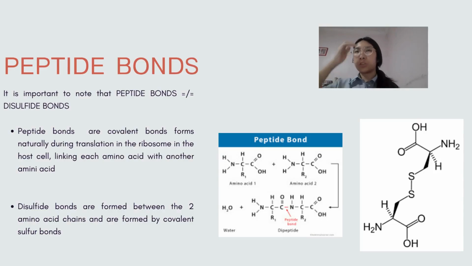Lastly, I have to mention that peptide bonds are different from disulfide bonds. Peptide bonds are covalent bonds formed naturally during translation in the ribosome in the host cells. The bacteria in this case is E. coli, and this bond links each amino acid with another amino acid. Different from peptide bonds, disulfide bonds are formed between the two amino acid chains and are formed by covalent sulfur bonds. So remember that disulfide bonds are between amino acid chains, whereas peptide bonds link each amino acid, forming polypeptide chains.